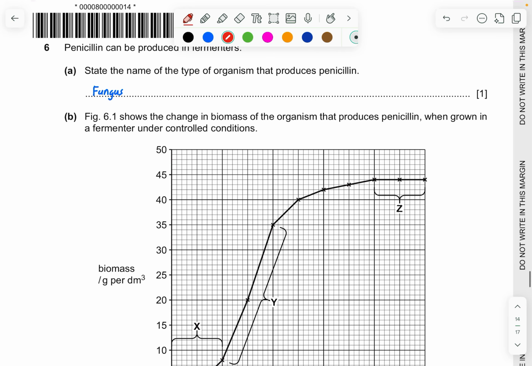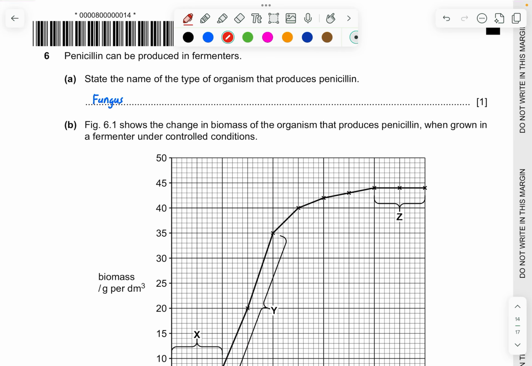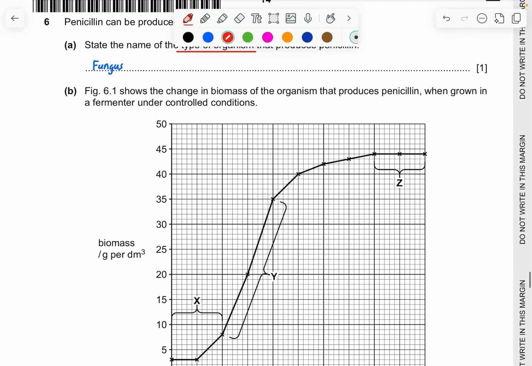Okay. And question 6. Penicillin can be produced in fermenters. State the name of the type of organism that produces penicillin. So just put fungus. It's really correct already. They say the type of organism, not the name of the organism. So if you put Penicillium, it's wrong, because they ask for the type of organism. If you know that penicillin is from a fungus, just put fungus. You don't have to put the name Penicillium, because they ask for the type of organism.